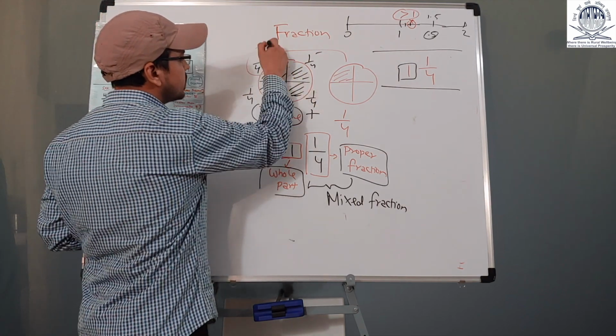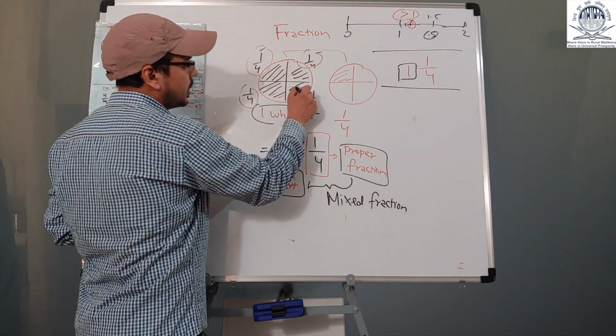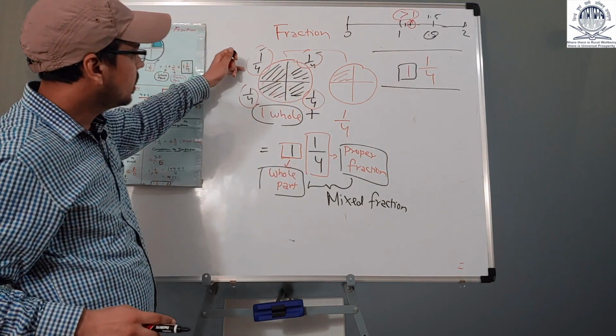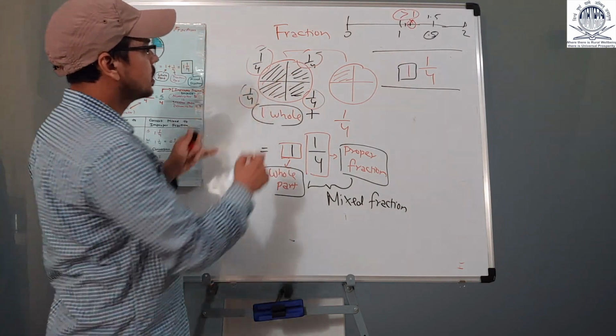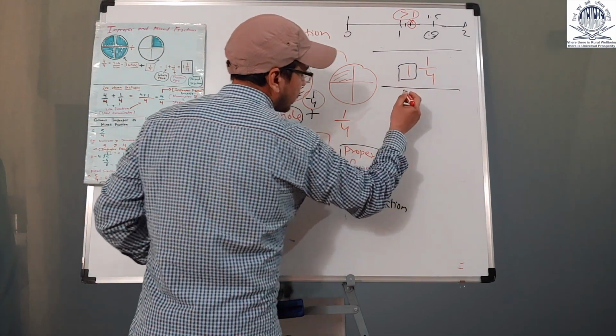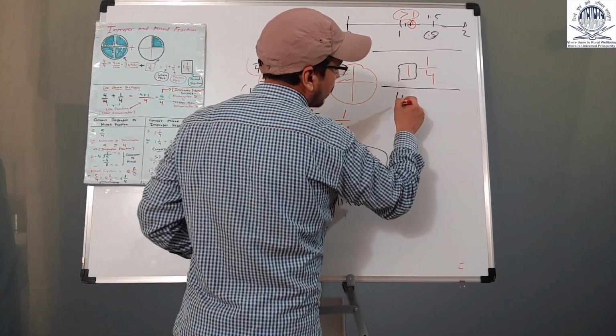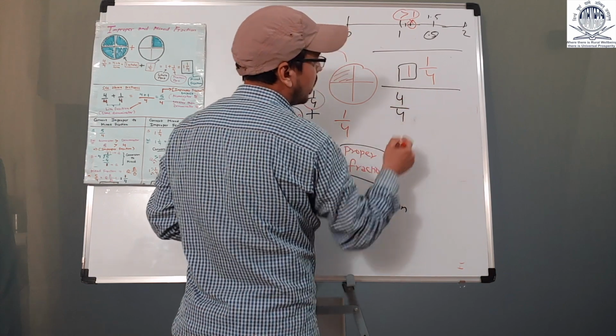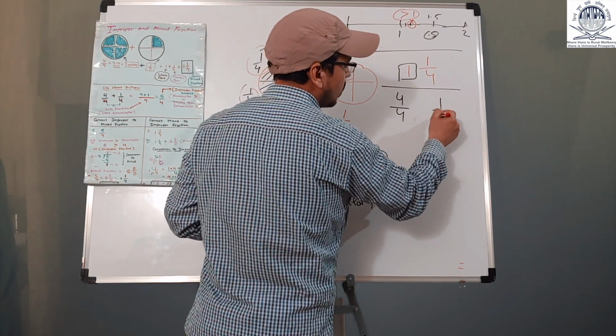So when 4 times I have taken them, probably I can write that it is how much? It is 4 out of 4. So this I can write like this, 4 out of 4, and this fraction part is 1 by 4.